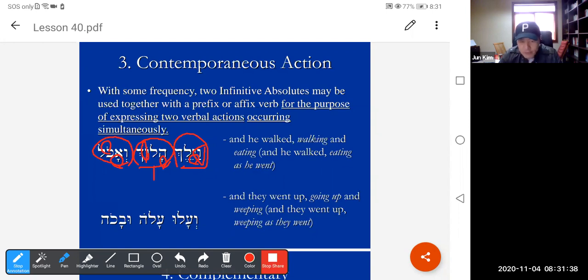So if you have two verbs appearing side by side in a specific form of infinitive absolute, then you need to think about the possibility that you have two verbs taking place as an action occurring simultaneously. So the translation is, the first one is 'and he walked,' right? But it is the ongoing action, simultaneously walking and eating. This is the third usage of infinitive absolute.